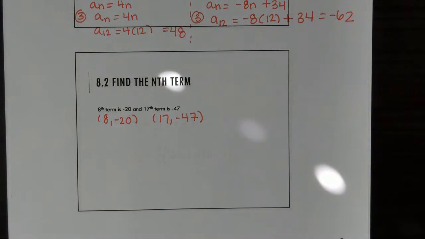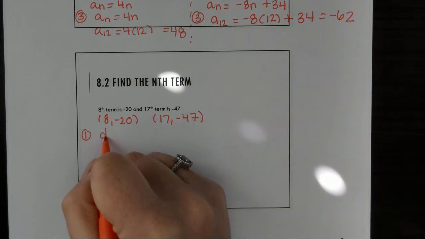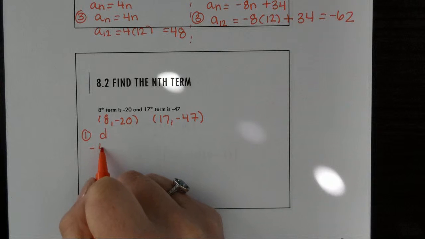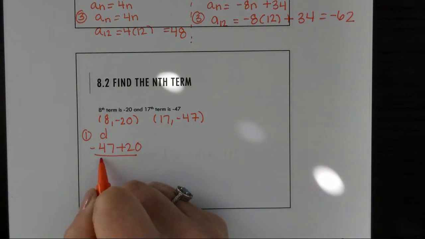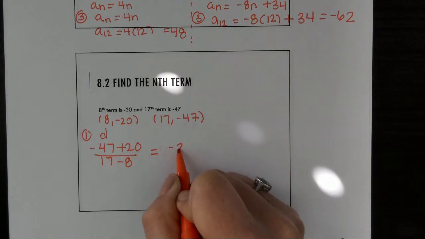So we can pair together 8 and negative 20, and 17 and negative 47, and make it like a coordinate. So when we find the common difference, we'll do negative 47 minus negative 20, or negative 47 plus 20, over 17 minus 8. And that works out to be negative 3.